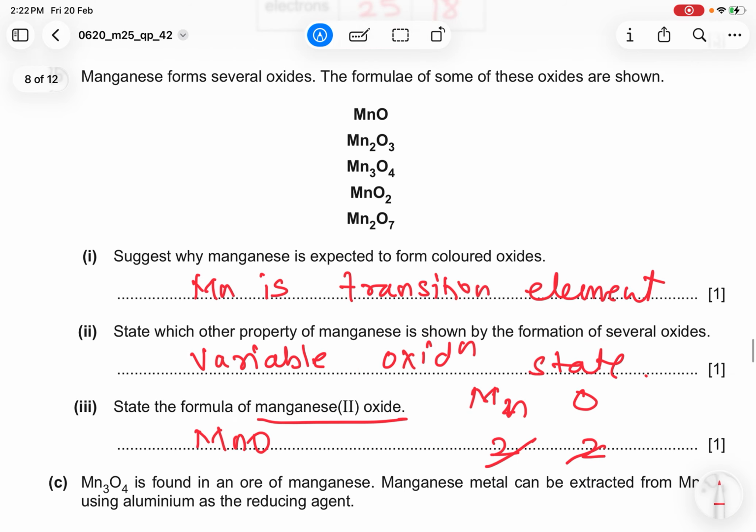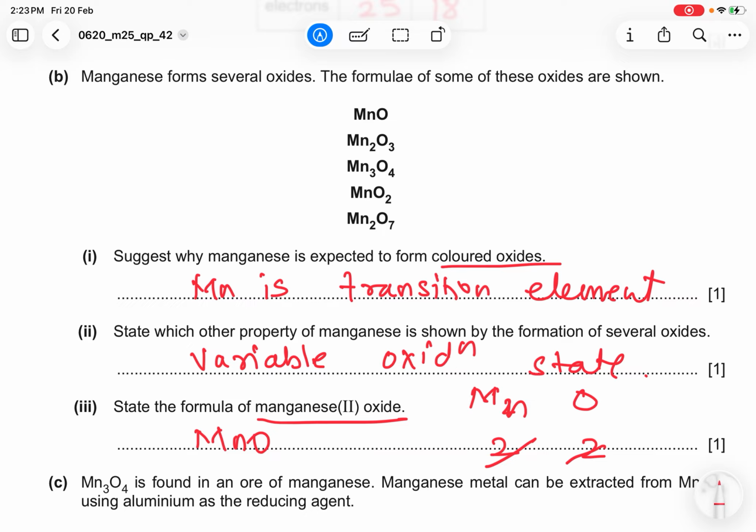Next, manganese forms several oxides. The formulae of some of these oxides are shown. Suggest why manganese is expected to form colored oxides. Because manganese is a transition element. So all the transition elements, mostly they form colored compounds, and that is why it is also going to form a colored oxide.